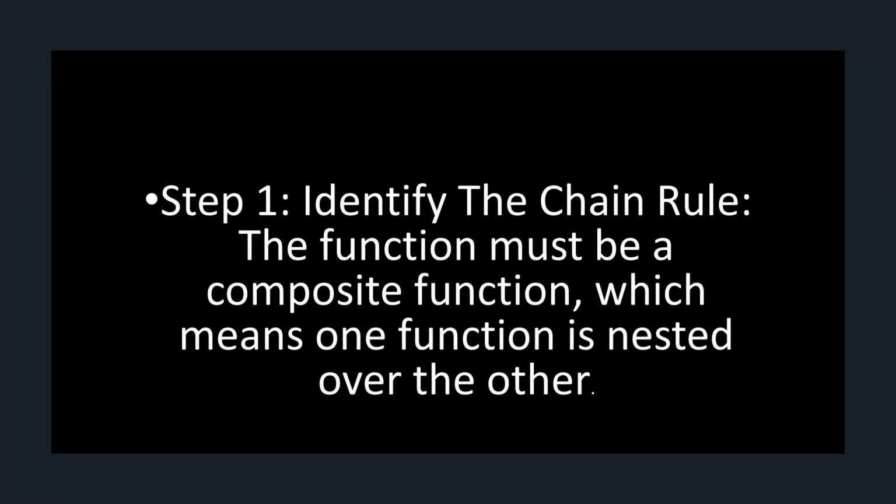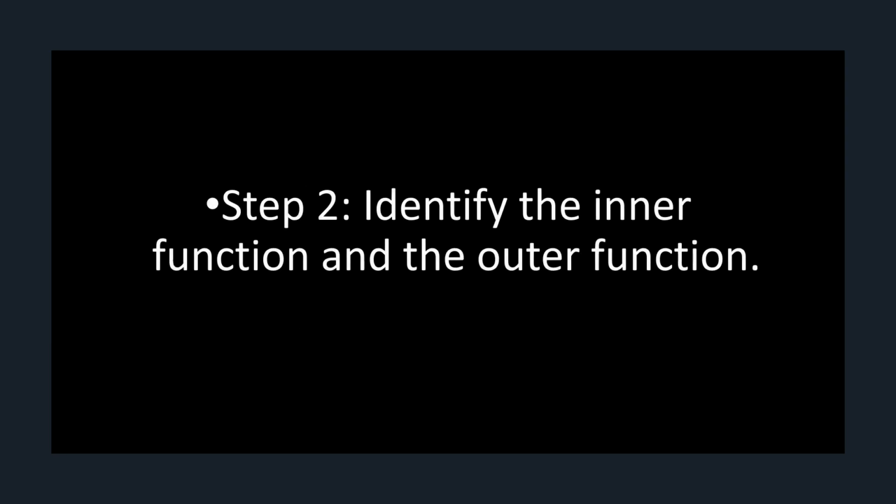Step 1. We need to identify the chain rule. The function must be a composite function, which means one function is nested inside the other. In other words, we need to be able to split one more complicated function into two simpler ones. Step 2. We need to identify the inner function and the outer function. So which one is nested inside which?